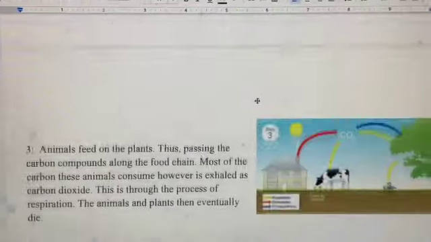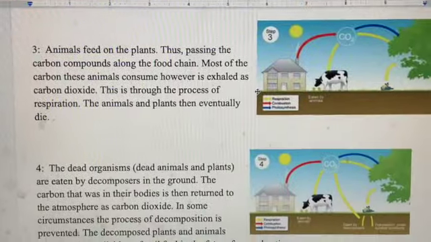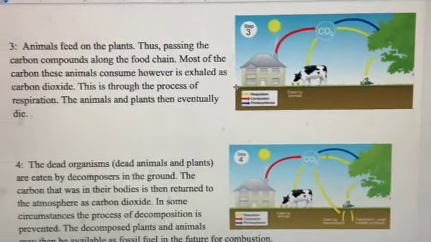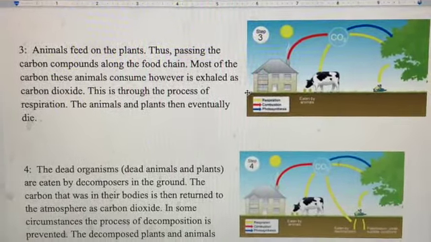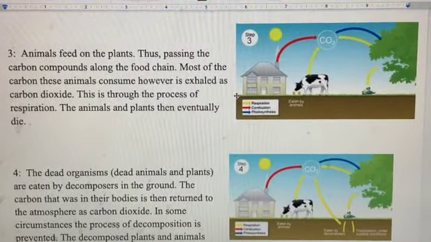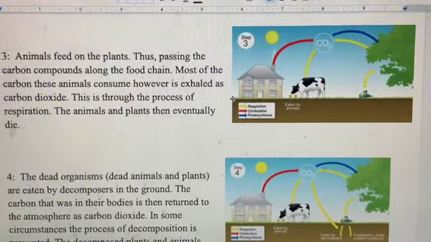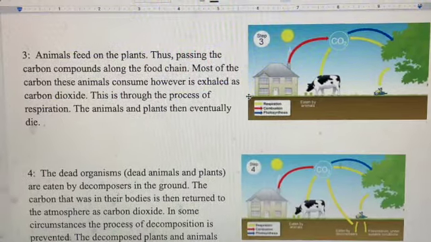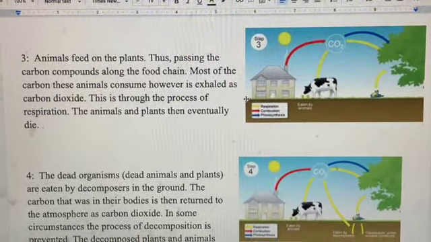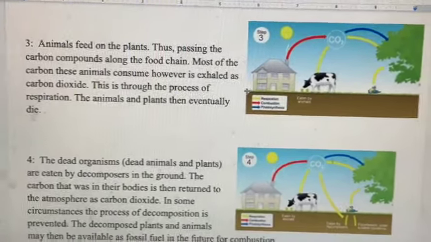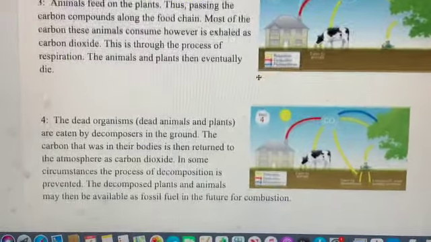Step 3, animals feed on plants, thus passing the carbon compounds along the food chain. Most of the carbon these animals consume, however, is exhaled as carbon dioxide. This is through the process of respiration. And then the plants and the animals do eventually die. I know that's a little harsh, but we need to get through the system.